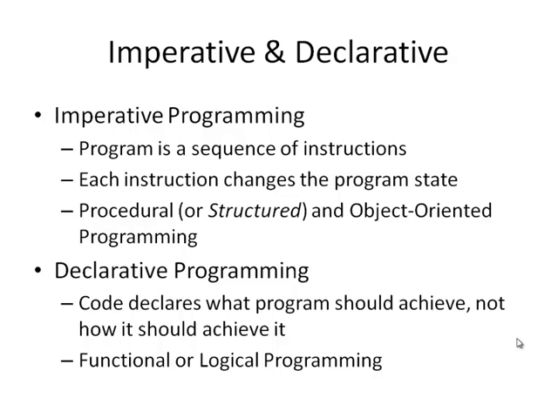So an imperative program is a sequence of instructions where each instruction can change the program's state. And so a procedural or structured programming language like C or Pascal, and object-oriented programming languages like C++ or C# or Java are all examples of imperative programming. Declarative programming works quite differently in that code declares what the program should achieve, not so much how it should achieve it. And the key examples here fall under the functional and logical programming.